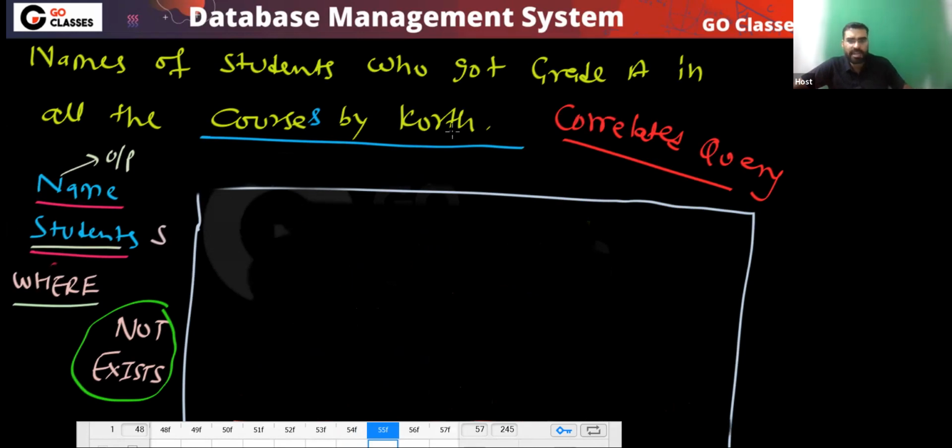From the outside, I will supply the roll number, this s dot roll number. Let's assume this is 100. Then for this 100, this box should be empty. So in this box, I will find those courses in which he did not get grade A. This is what I will find.